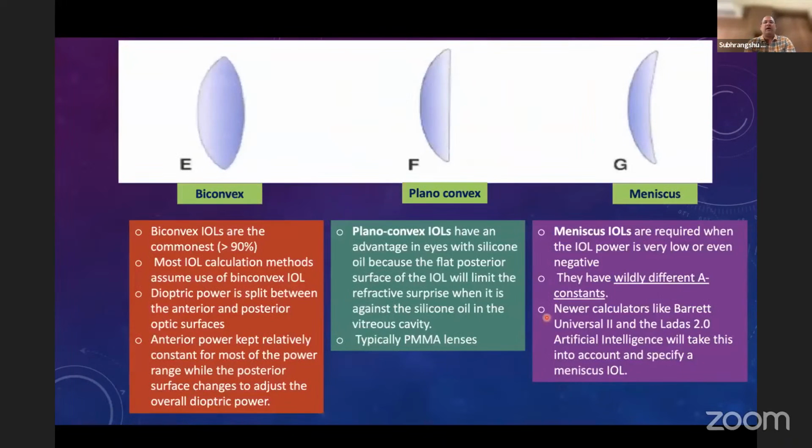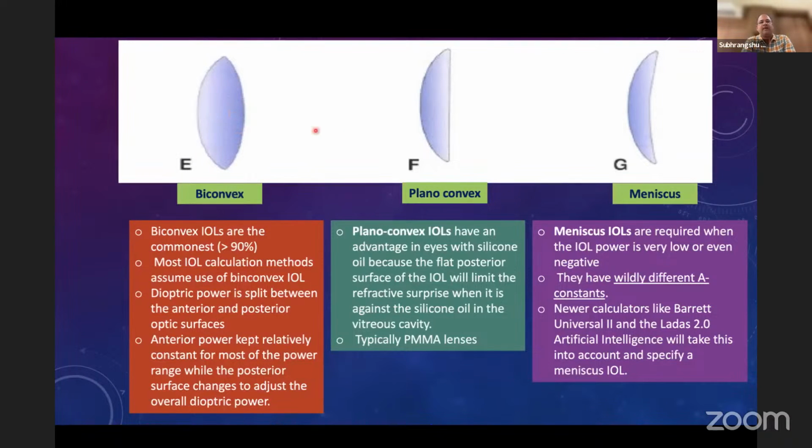Now, coming briefly to the shape of IOLs. Commonly, biconvex IOLs are the most common. Most IOL calculation methods assume the use of biconvex IOLs. Dioptric power is split between the anterior and posterior optic surfaces. The anterior power is kept relatively constant for most of the power range, while the posterior surface changes to adjust the overall dioptric power.